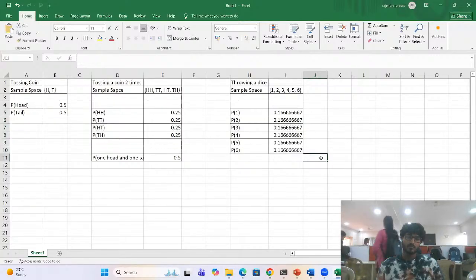Clear? These are basic examples to understand the concepts. Once we understand the concept, we'll go and see the customer churn problem, the kind of project data science people usually do.